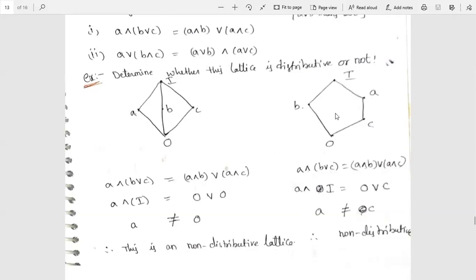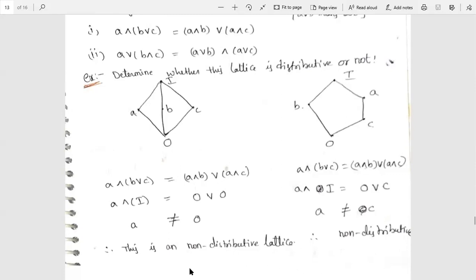Now A meet B: what is the greatest lower bound? 0. So 0 joins with A meet C. For A and C, the lower bounds of this set are C and 0, so the greatest lower bound is C. So 0 join C gives C. Join means the least upper bound of these two elements. So A is not equal to C. So this given lattice also does not satisfy the distributive property. This is also a non-distributive lattice.